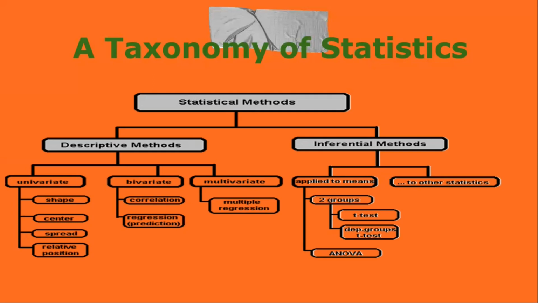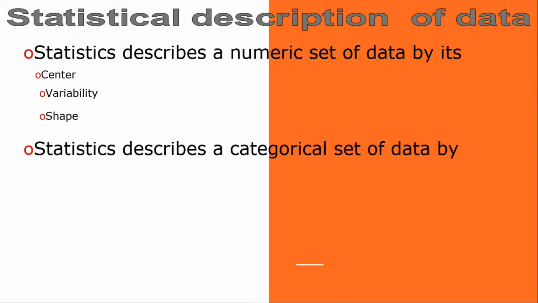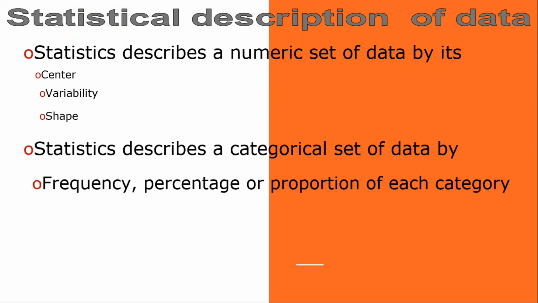Statistical description of data. Statistics describes a numeric set of data by its center, variability, shape. Statistics describes a categorical set of data by frequency, percentage or proportion of each category.